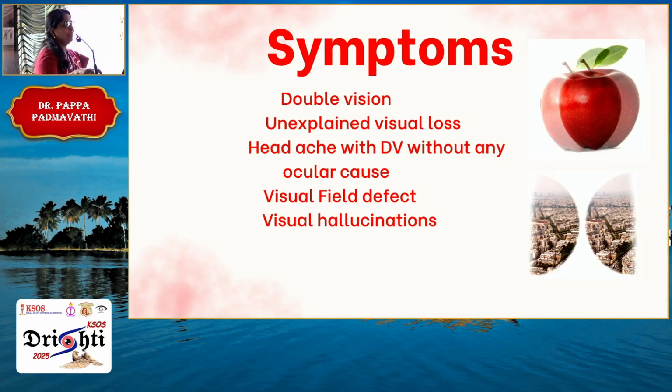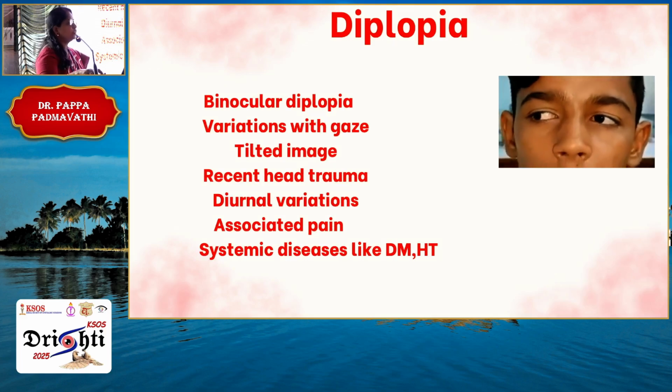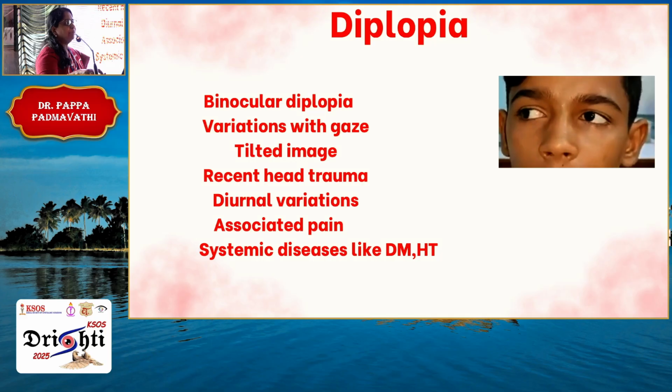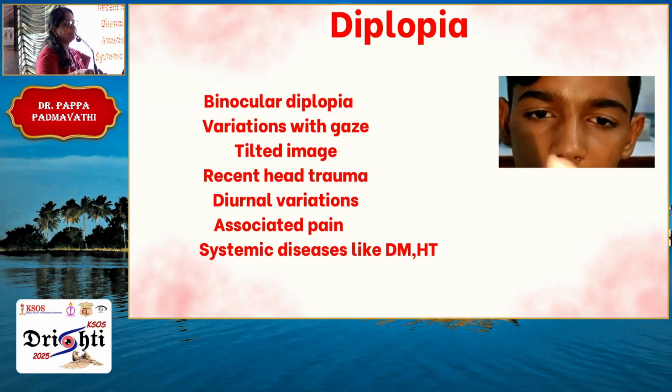Symptom-wise, it is mainly double vision. The patient complains of double vision, you should suspect. And if there is an unexplained visual loss or a headache with defective vision without any ocular cause, or a patient complains of visual field defect like a bitemporal defect or visual hallucinations, all these point to a neuro-ophthalmic case. Diplopia should be binocular in a case of neuro-ophthalmology, and there can be variations with gaze. If it is a nerve palsy, a tilted image indicates a superior oblique palsy.